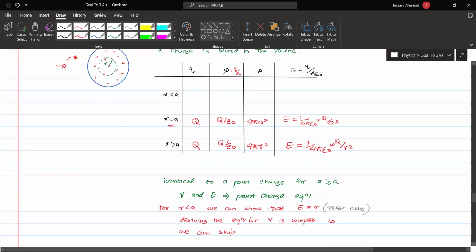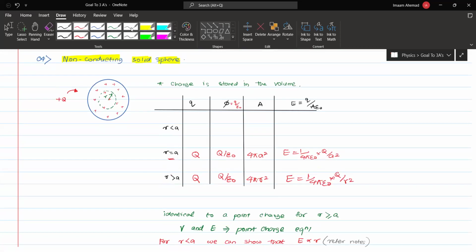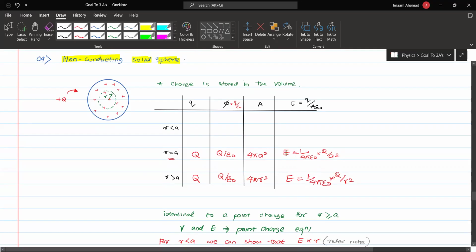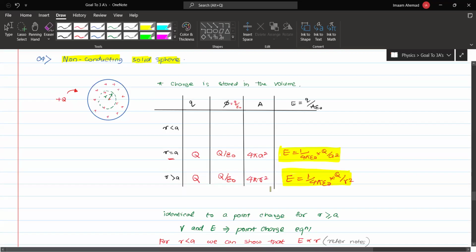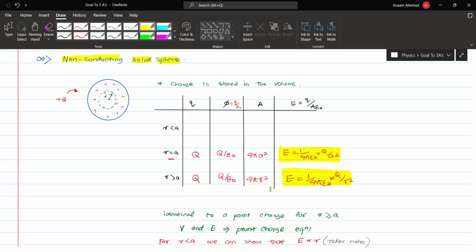So, what can you tell? For R greater than or equal to A, can I consider this as a point charge or not? We can, right? So it's really great that for all those conducting spheres and non-conducting spheres, for R greater than or equal to A, you can consider them as point charges. Whenever you come across a question, if they are talking about a distance greater than its own radius, then without doubt, you can consider them as point charges. Is that concept clear?